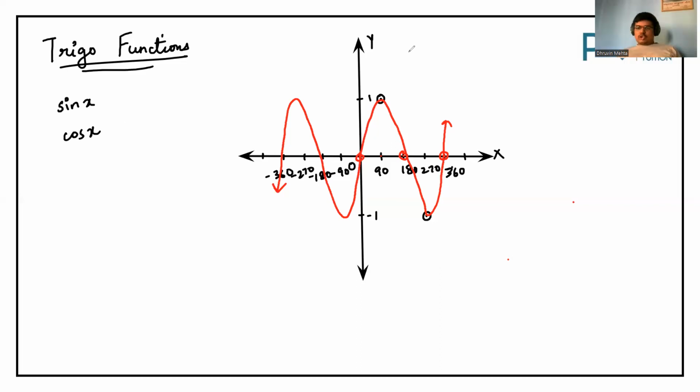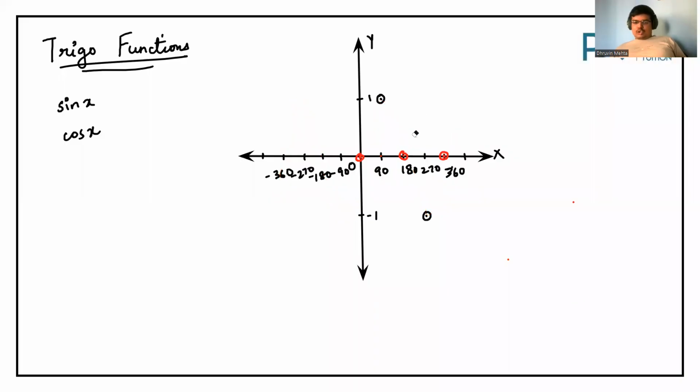Next we have to take cos. Shall I erase this? So next for cos, cos has a very similar curve, but there's a slight twist. So what is cos of 0? One, sir. So if cos of 0 is 1, then at 0 it will come at 1.